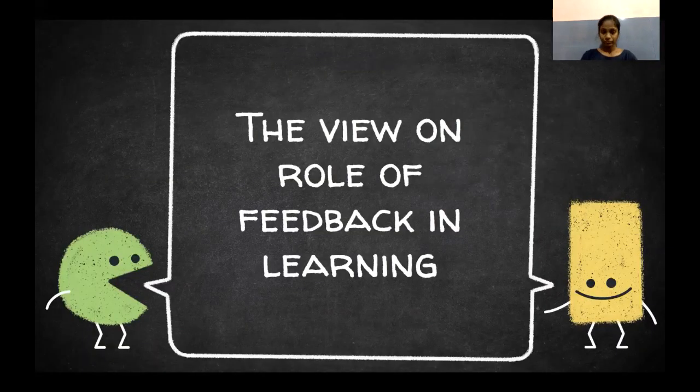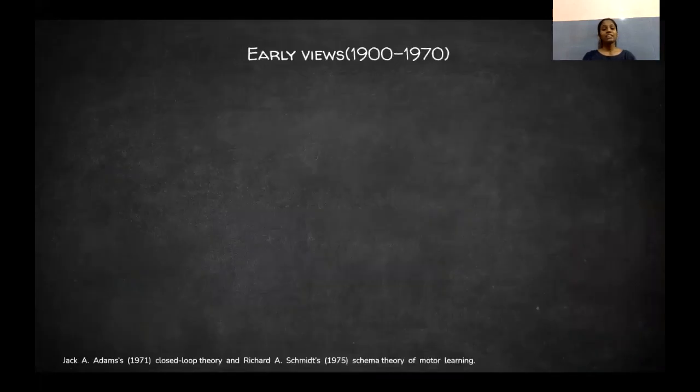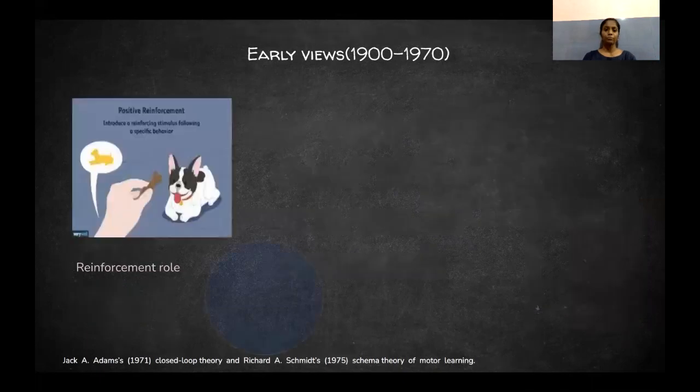Along with time, the role of feedback in learning changes continuously. For better understanding, I divided this view into three phases: early, second phase, and the current phase. Starting with the early phase, the feedback has only a reinforcement role in motor learning.